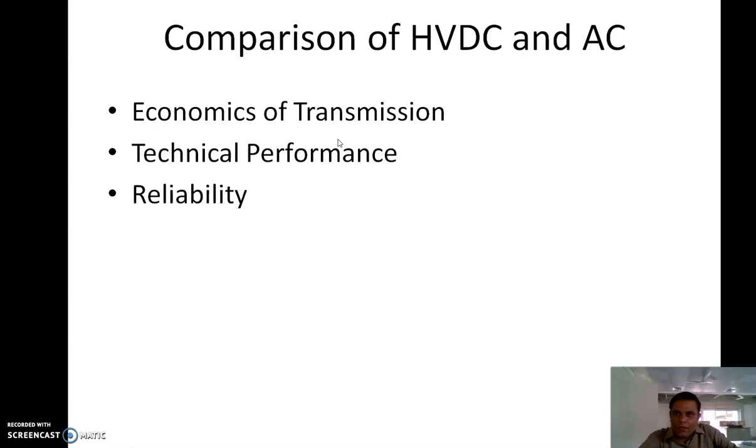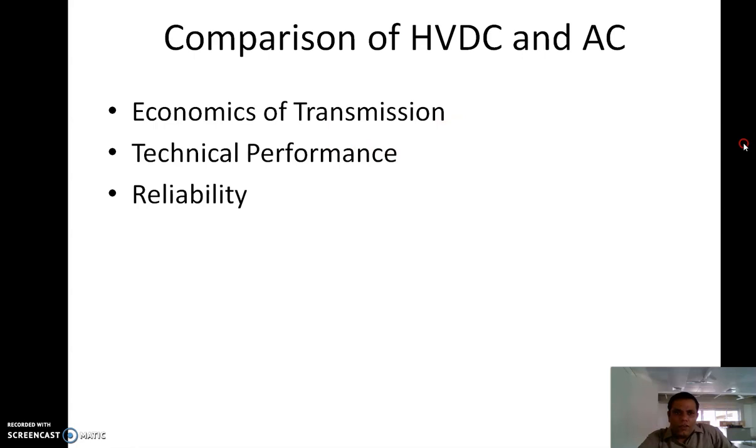In the last class, we have seen the introduction to the subject, the course outcomes, and the basic power flow problem. Today, we are going to compare the options which can be used for large scale transmission of the electrical power. Here we are going to compare two technologies, that is the HVDC and AC transmission. When I am saying AC, it is understood that I am talking about the high voltage AC.